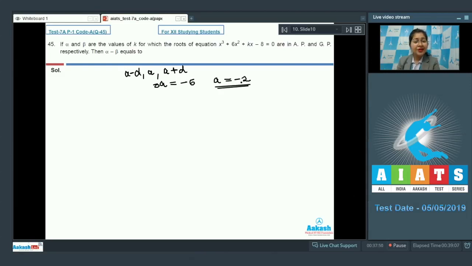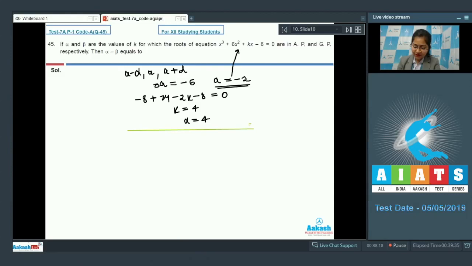Now, as can be seen, A is a root of the equation, so A equal to minus 2 will satisfy the equation. So let's put it here. We'll get minus 8 plus 24 minus 2k minus 8 is equal to 0, which means that 24 minus 16, that is 8, is equal to 2k, that is the value of k is equal to 4, that is the value of alpha is equal to 4.